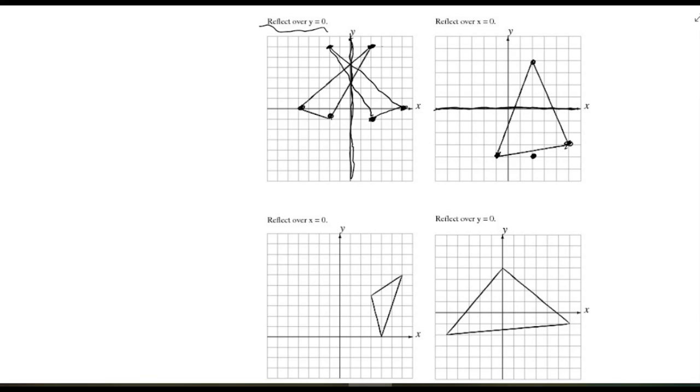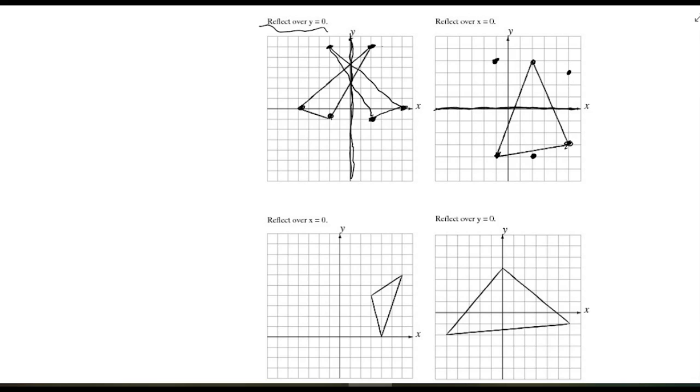Now let's do this bottom one over here. So it is 1, 2, 3, 4 spaces away from the x-axis. So we'll count 4 spaces away on the other side. 1, 2, 3, 4. Same thing over here. 1, 2, 3. So we're going to count 1, 2, 3.